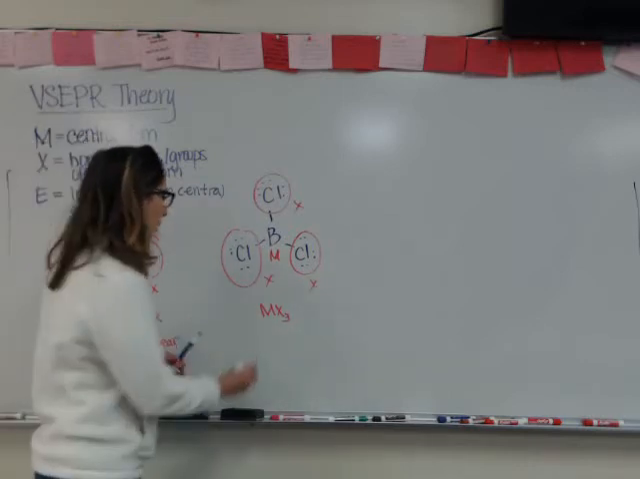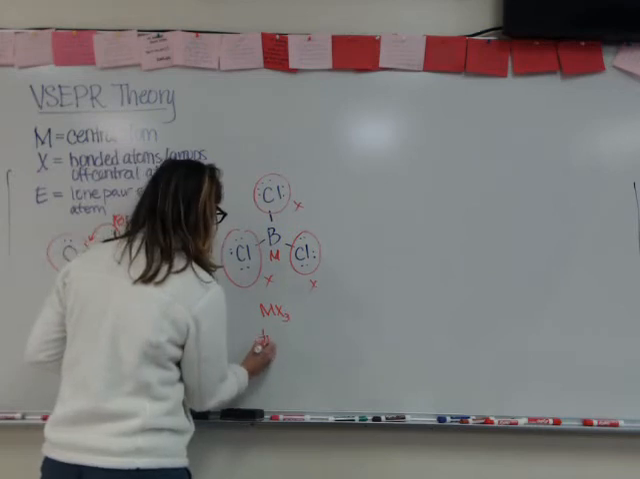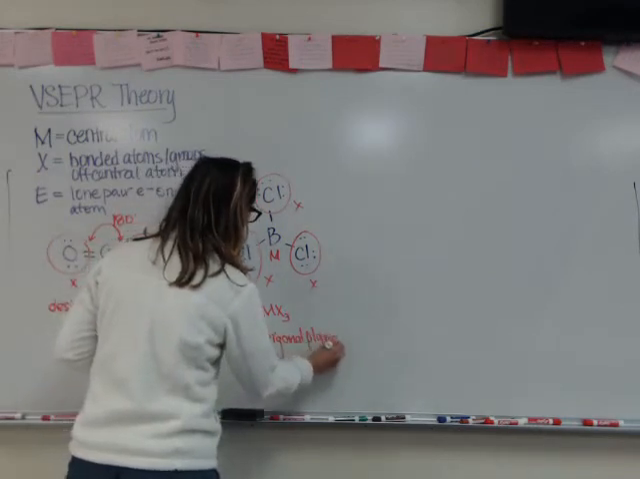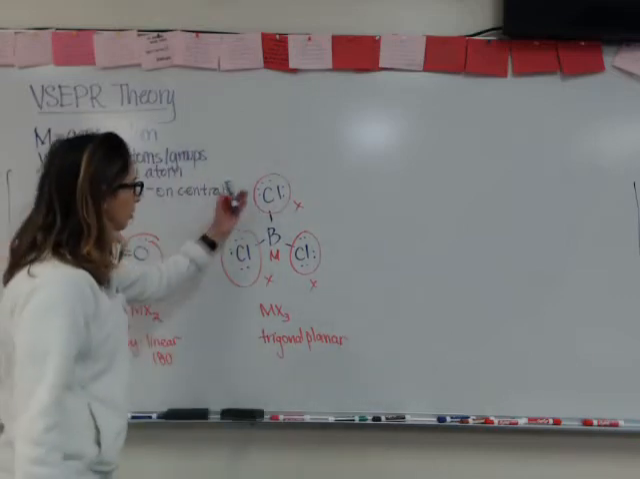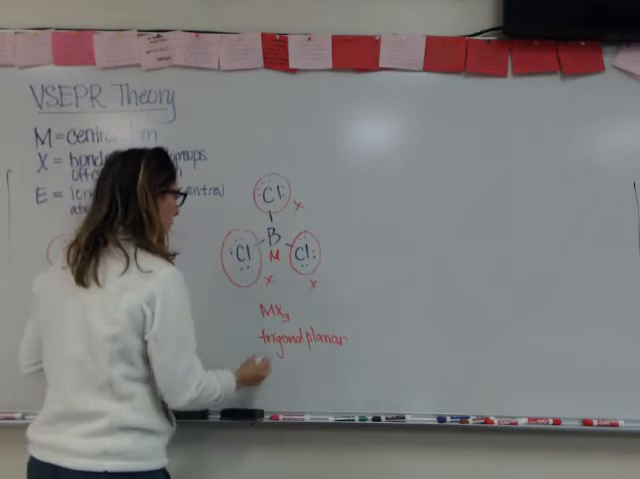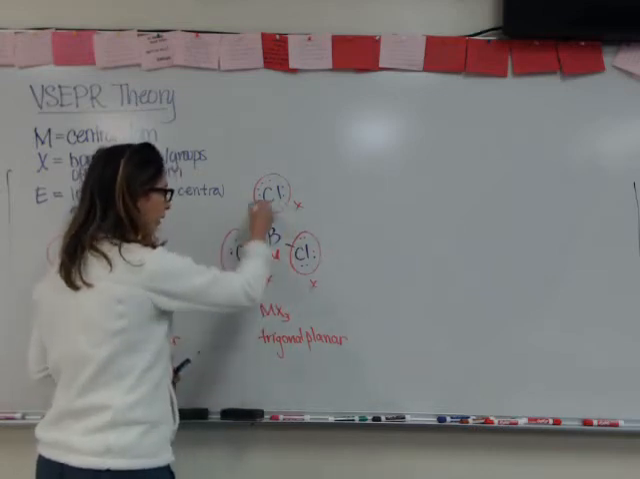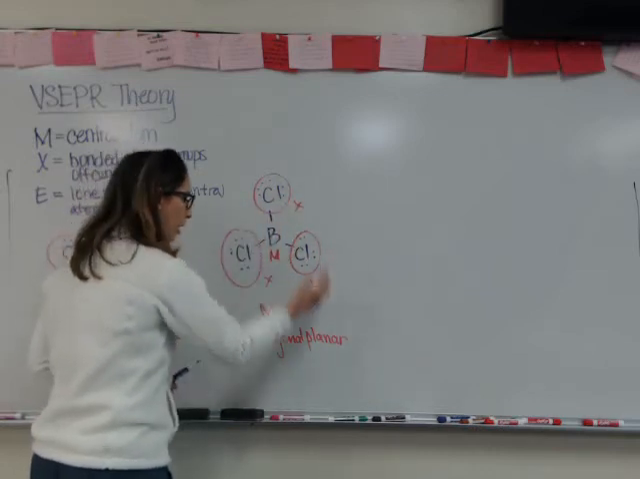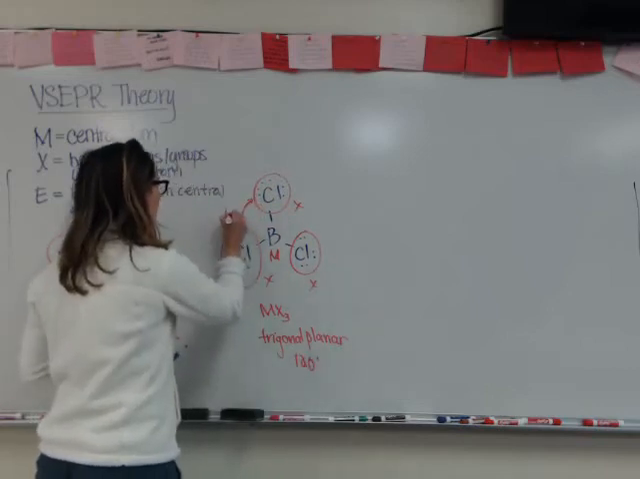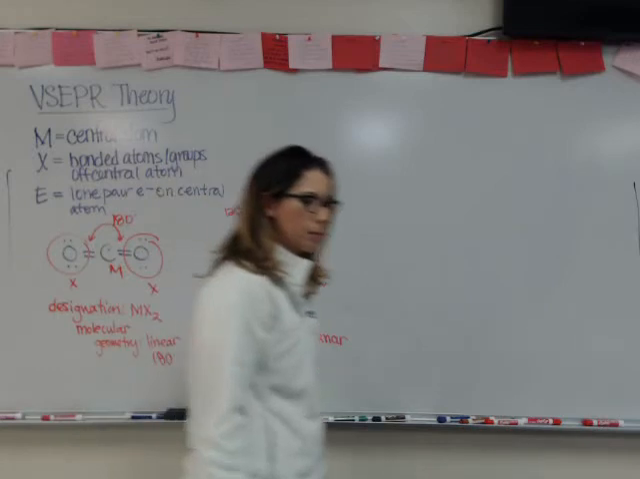So anytime it's MX3, your molecular geometry is going to be trigonal planar. And think of it as this is in the plane of the board, and these are repelling each other equally. So if this is 360 degrees and you divide it by 3, you're going to end up getting 120 degrees for your bond angle. So between here and here, 120 degrees.